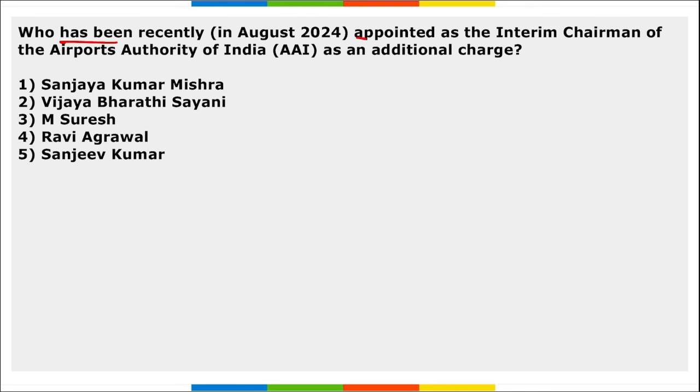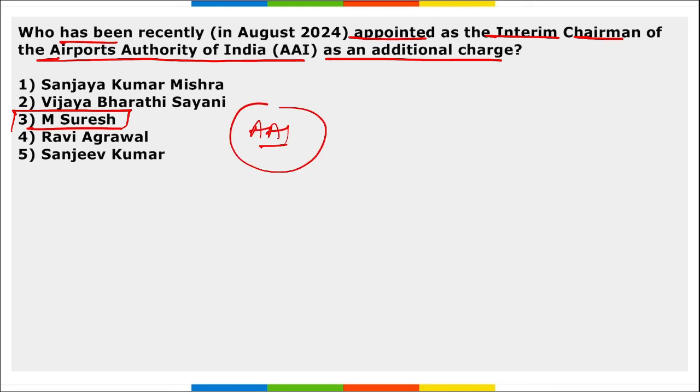Next, who has been recently appointed as the interim chairman of the Airport Authority of India as an additional charge? So, M. Suresh has been appointed as the interim chairman of Airports Authority of India as an additional charge. He will be succeeding Sanjeev Kumar.